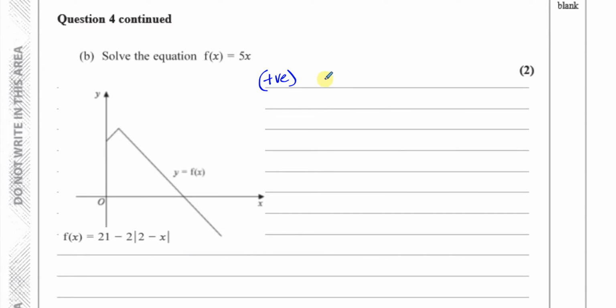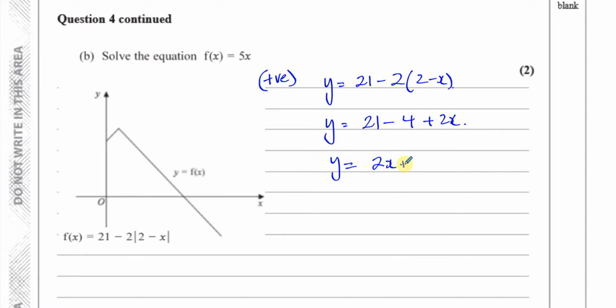So I'll write this as y equals 21 minus 2 times, and I just write 2 minus x as it is, just change the modulus to a bracket. So you're going to have 21 minus 4 plus 2x. Okay, 21 minus 4 plus 2x. So y is going to be 2x plus 17.